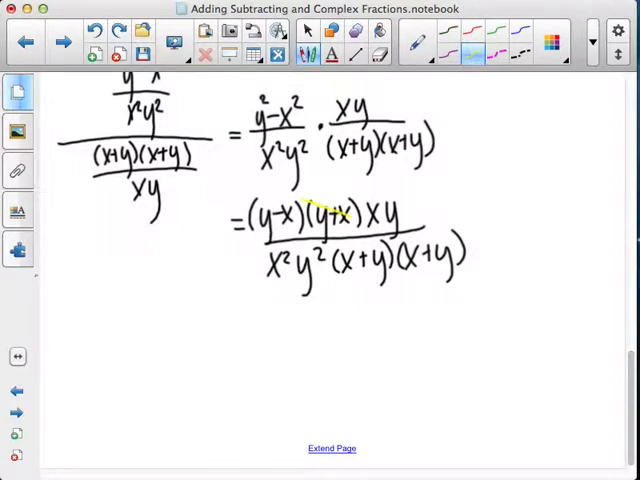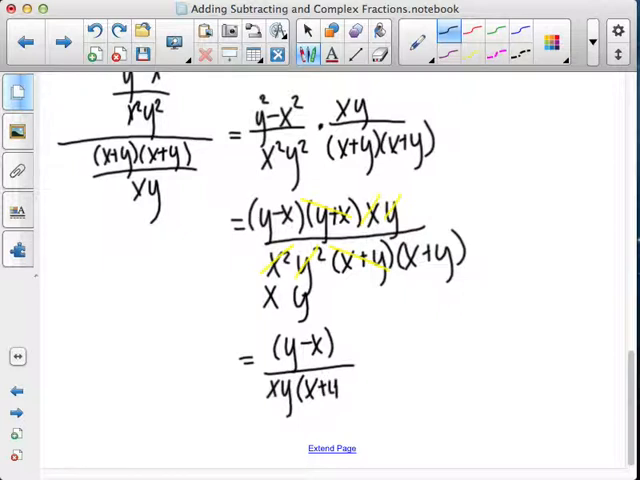So these are going to cancel. I also know that this is going to become x and this is going to go away. So x squared and x, this becomes just x in the denominator. And y squared, this becomes just y in the denominator. So my final answer ends up being y minus x divided by xy times x plus y. Kind of a long problem, but there you go. There's your answer. Okay, cool, fun.